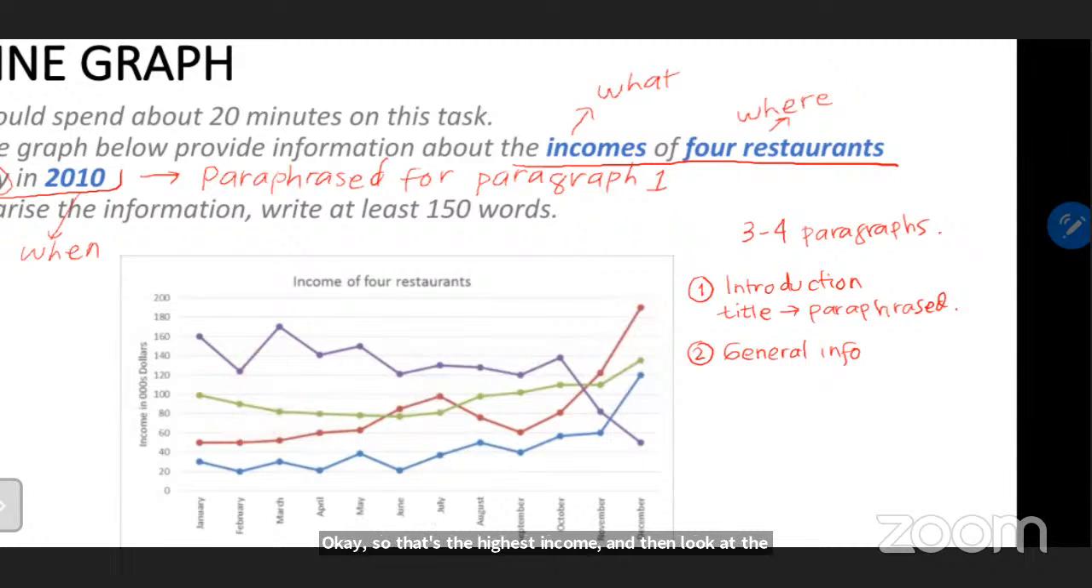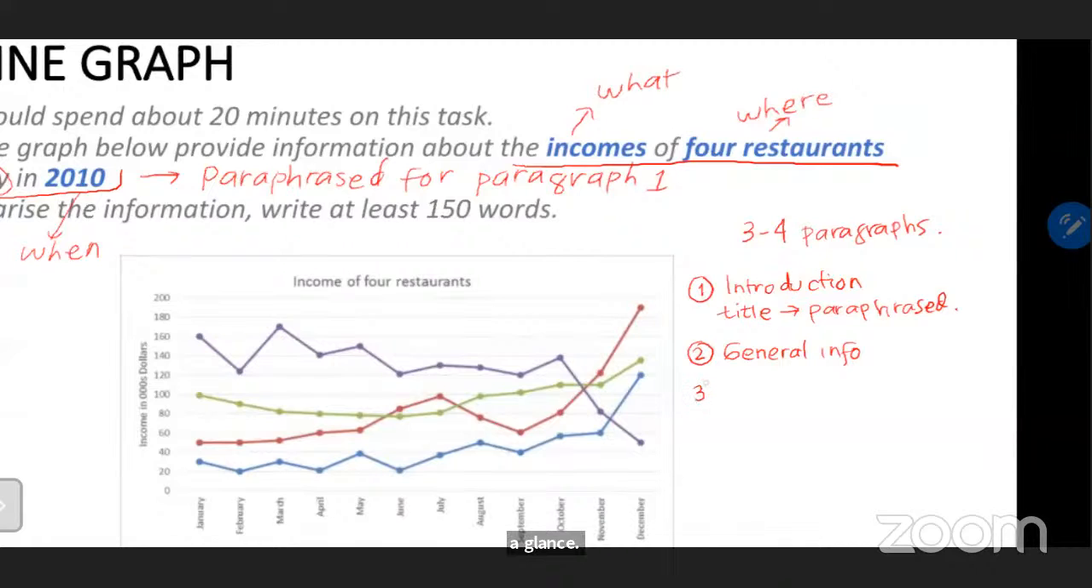Which one is it? Okay, so the point is you have to check the general information that you can see at a glance. At a glance. Sekilas ngelihat informasinya yang mana yang bisa ditulis.